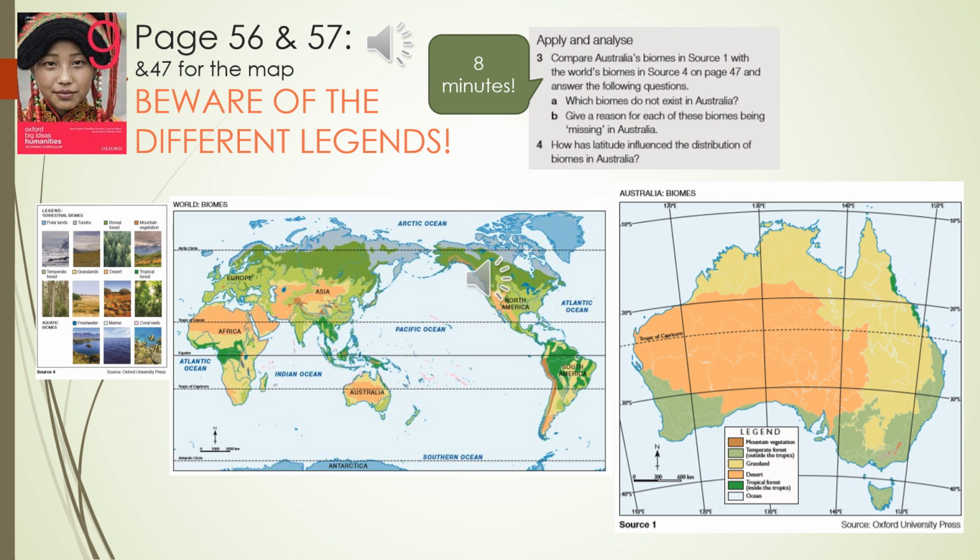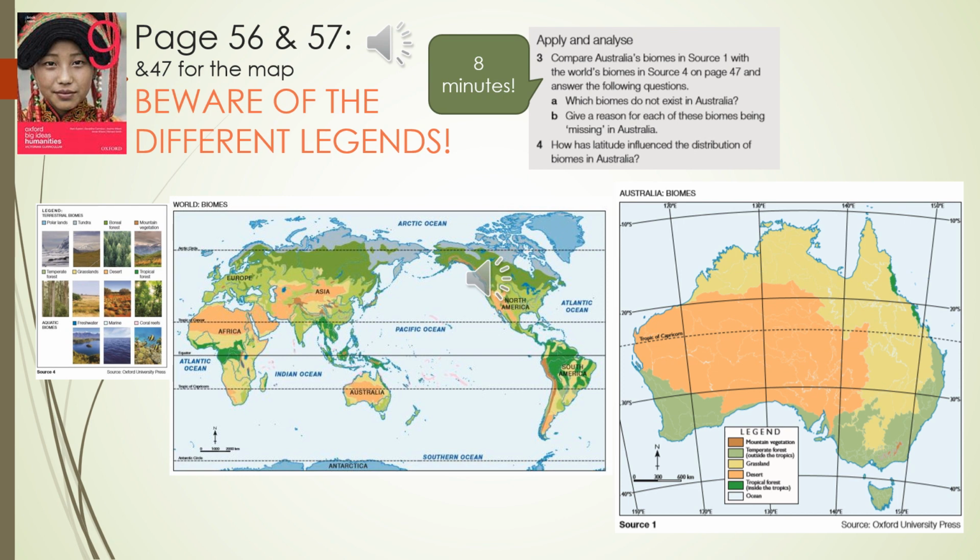Okay, so what you need to do here, and it should take you only 8 minutes, is compare Australia's biomes with the world's biomes. So you need to look at two different maps. You need to identify which biomes do not exist in Australia, and you need to give a reason for each of these biomes being missing in Australia.